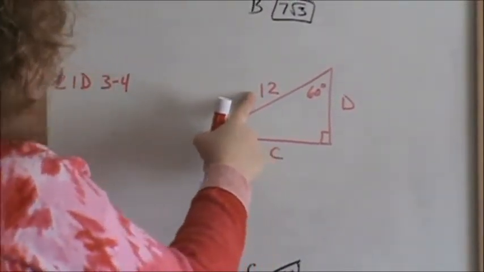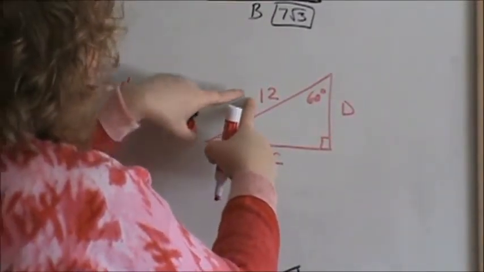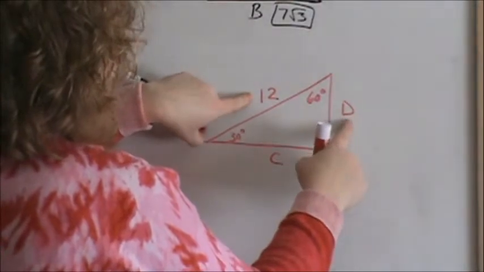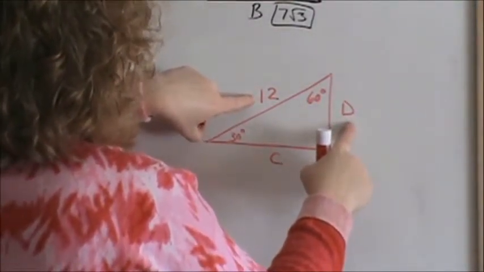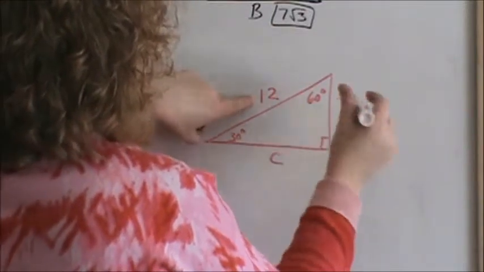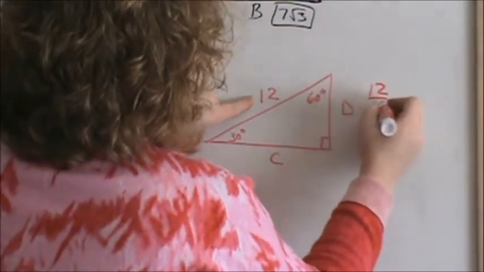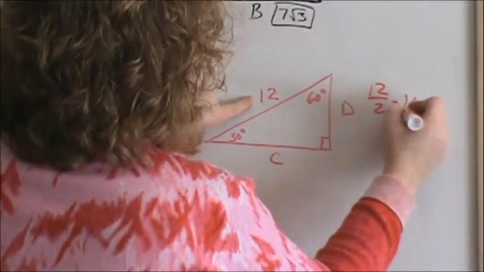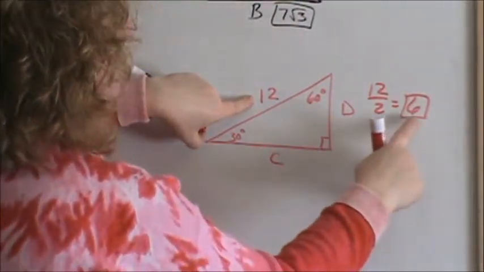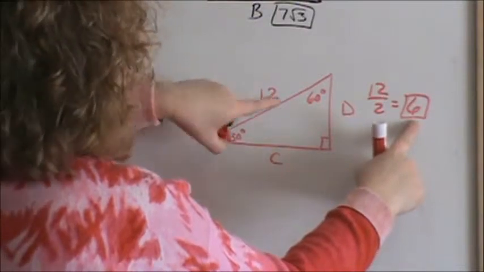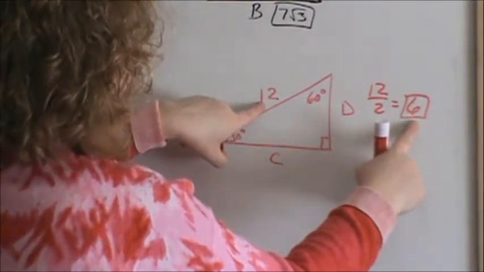So let's jump back down to our problem here. The hypotenuse is 12. I always recommend finding the short leg first. So to go from the hypotenuse to the short leg, we need to take half. Okay? So the hypotenuse divided by 2 is 6. So D is going to equal 6. And that makes sense because if our short leg is 6, our hypotenuse will be 2 times that.